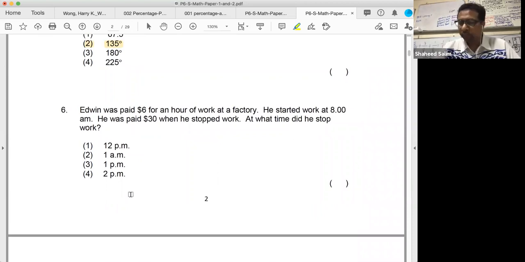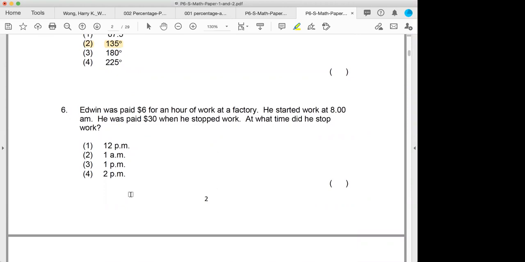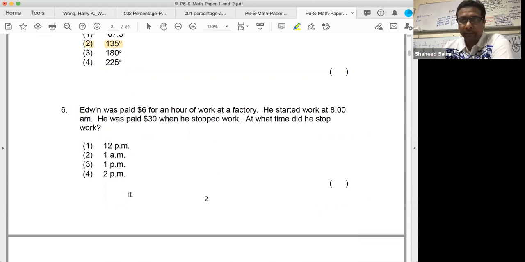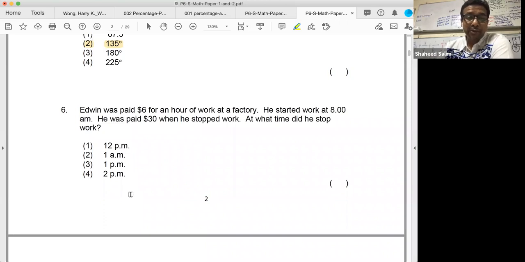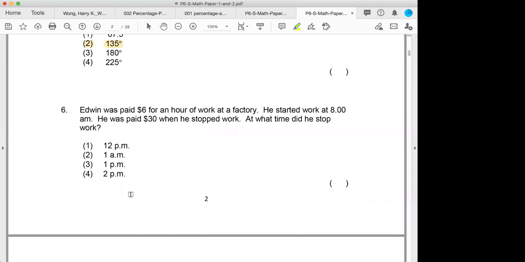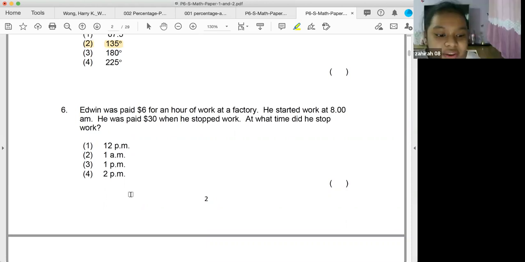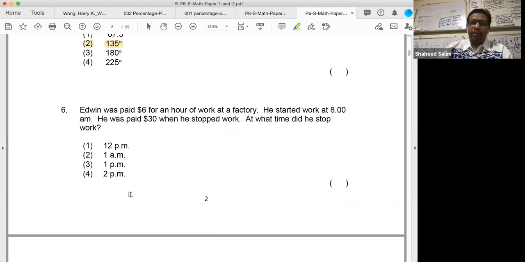This one now. Number six. Answer number three. Number three, 1 p.m., says... Number two cancel. Number two, the answer should be out, yes. Number three. What about Shafika? Can get number three?